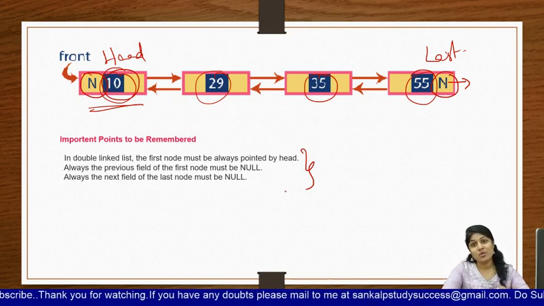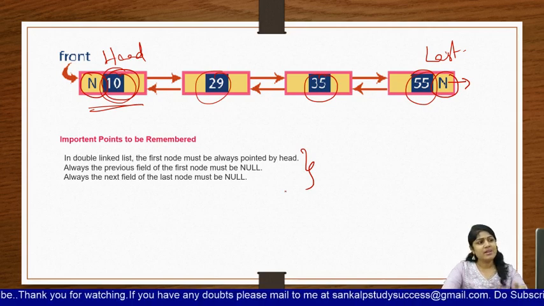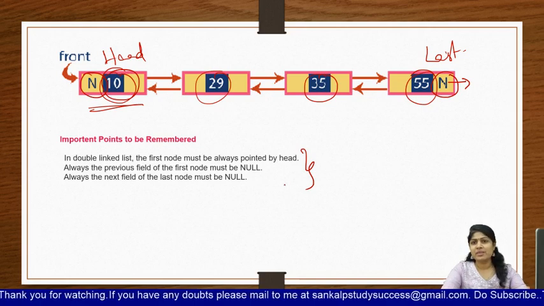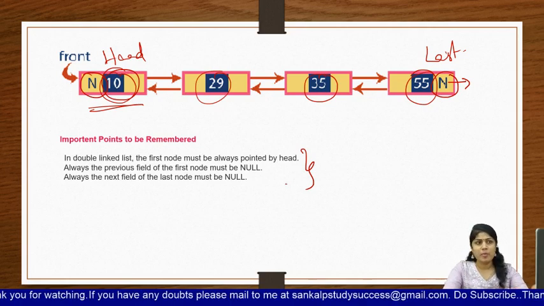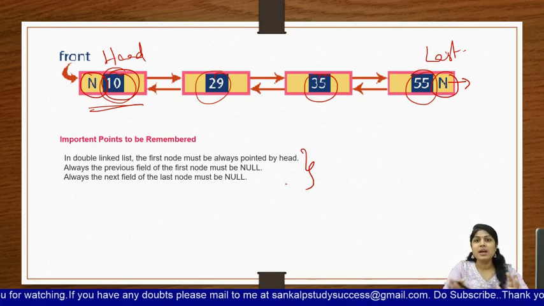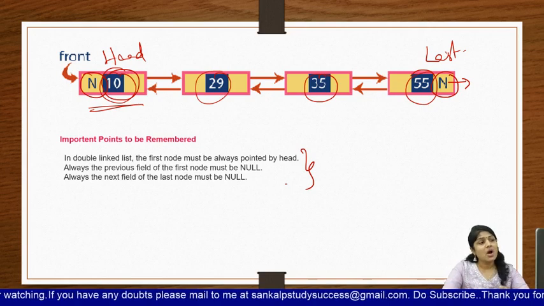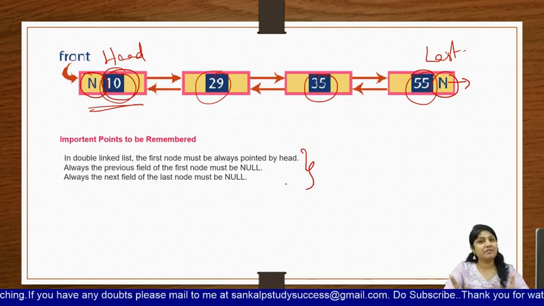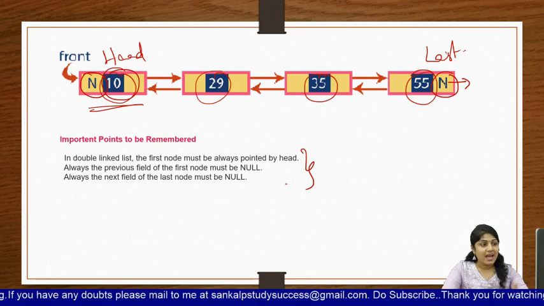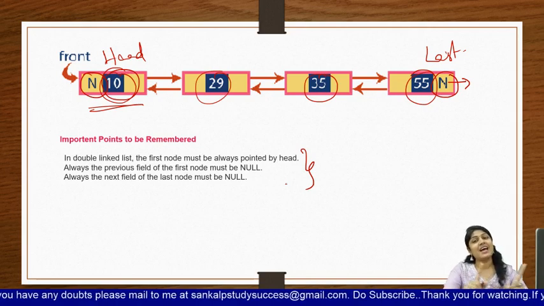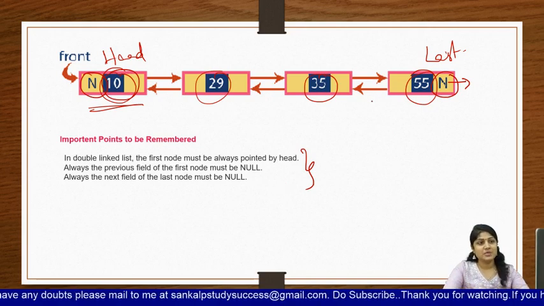To create a node in the double linked list, the first node must always point with the head. That is a common point. First node is always what? Header. And the previous field of the first node must always be null, and the next field of the last node must always be null. That is why this is the diagram.